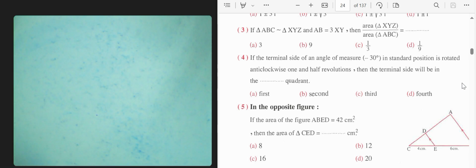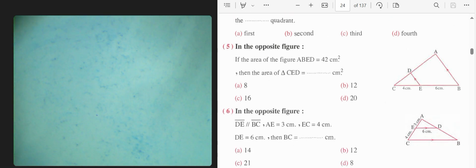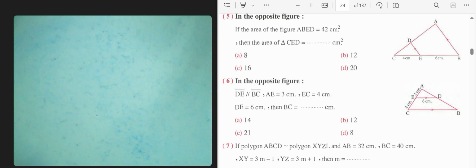Next question number 5. In the opposite figure, the area of the figure ABED equals 42 square centimeter. Then the area of triangle CED equals blank.